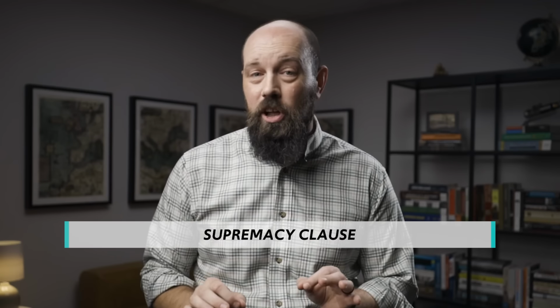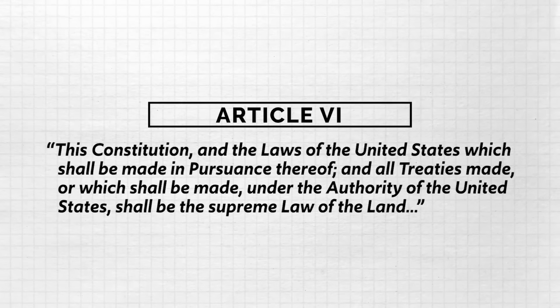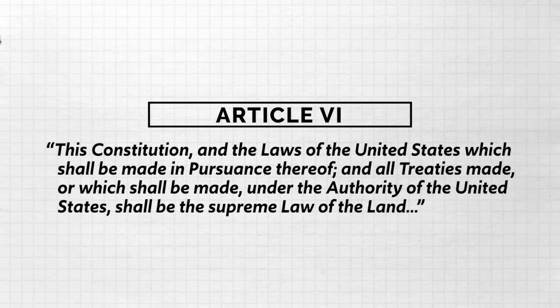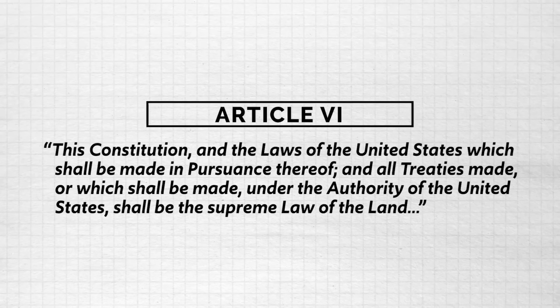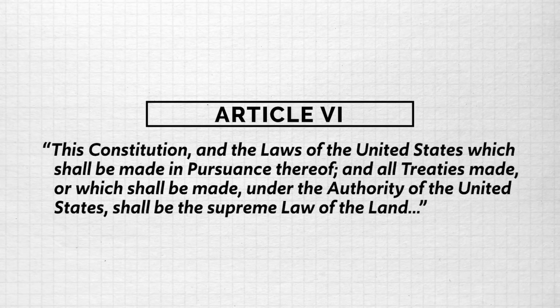Okay, then in Article 6, there's another bombshell you need to know about, and it's called the Supremacy Clause, and it goes a little something like this. This Constitution and the laws of the United States which shall be made in pursuance thereof, and all treaties made or which shall be made under the authority of the United States shall be the supreme law of the land. In other words, if the federal government makes a law and a state government makes a contradictory law, the federal law will always trump state law.